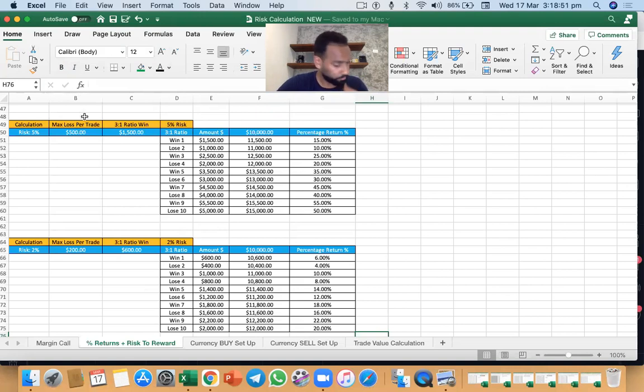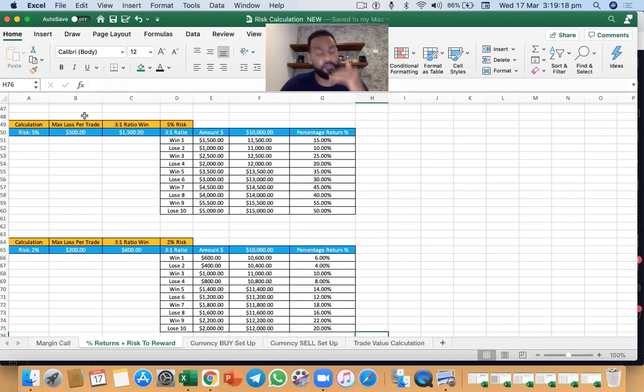Okay, so next up, what I want to show you guys is, now that we've run through the risk to reward spreadsheets and I've shown you these examples, I really want to show you how to now calculate your position sizes, because it's really important that we understand, when we're going to go into the market and take a trade, how do we calculate how much to place on a position, for example.